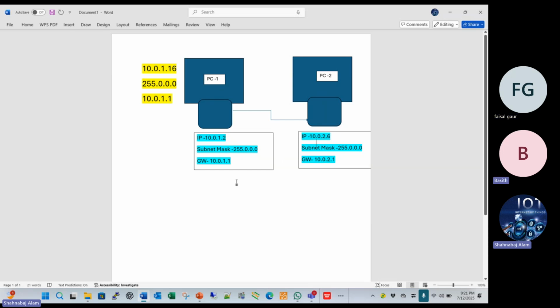Can you prove here how to communicate? What is required for communication? I told you it will communicate because the gateways are the same.